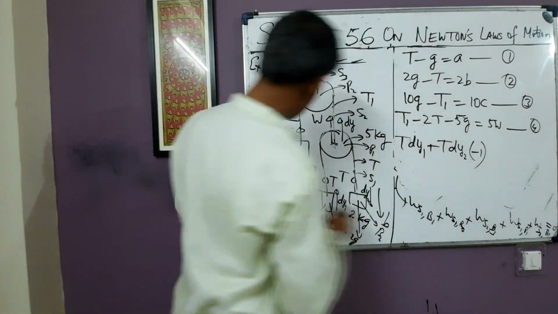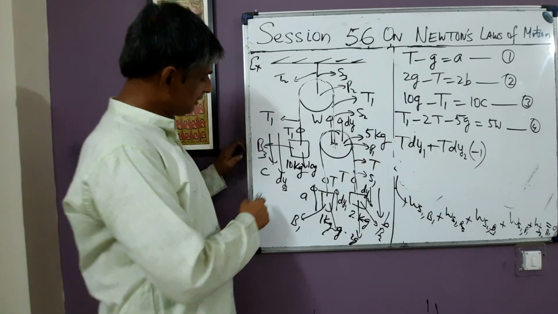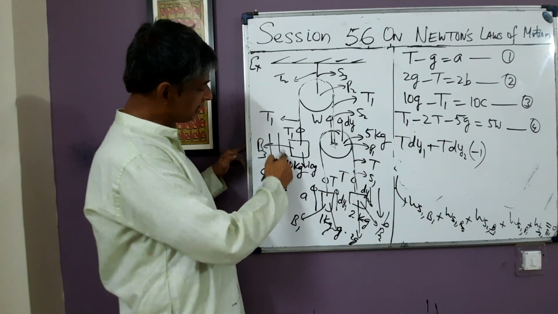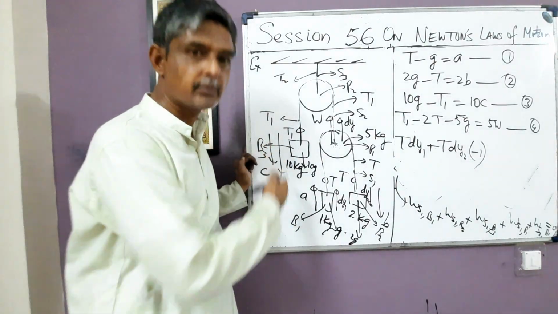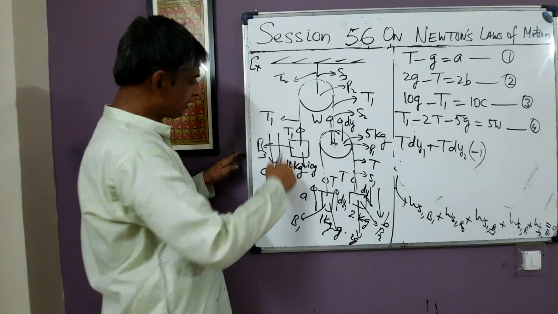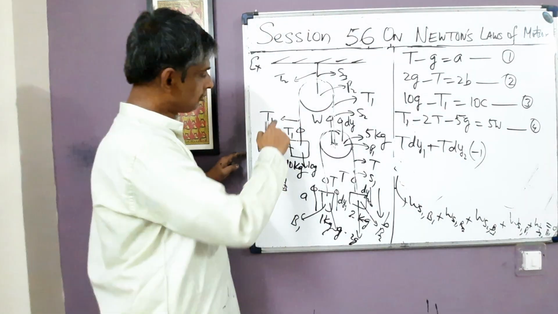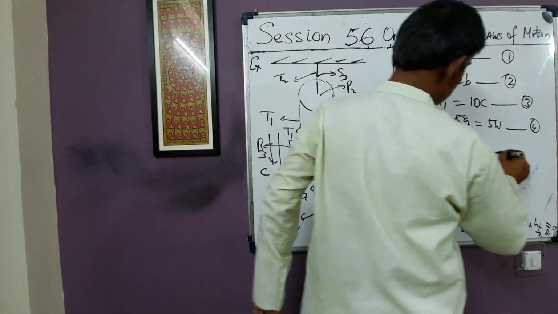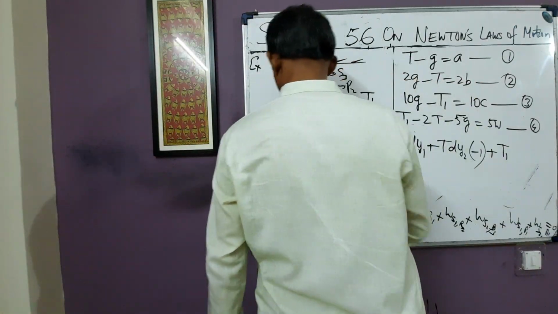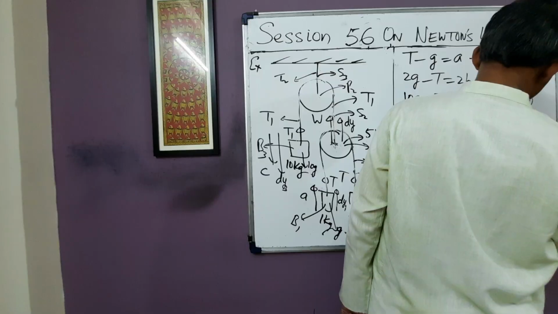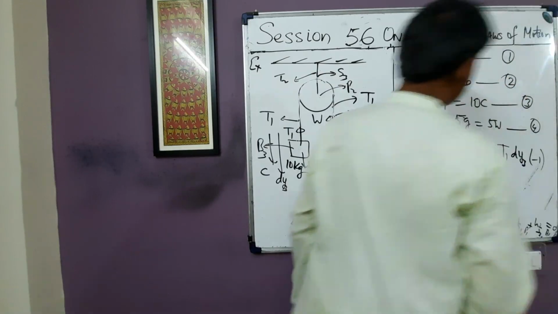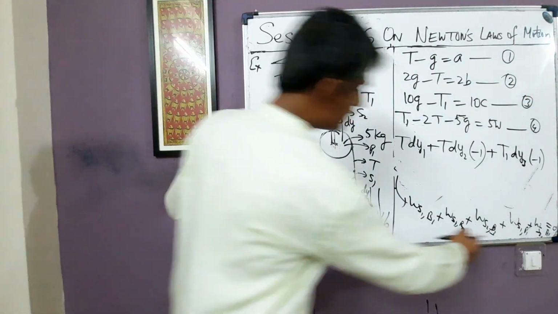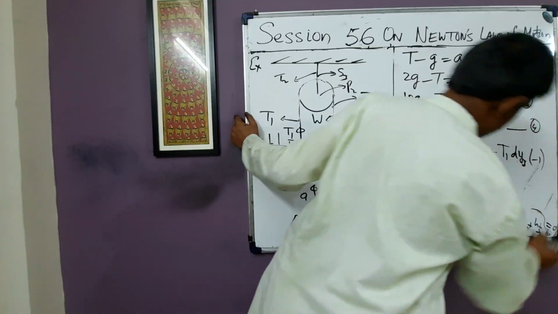Plus work done by S2 on B3. The B3 I have shown to accelerate downward, so it gets displaced in the downward direction because it is released from rest. So T1 is upward and dy3 is down. The angle between these two vectors becomes 180 degree, so it is T1 dy3 cos 180 degree, which is simply minus 1. Now this term also remains here, which I have said just now.